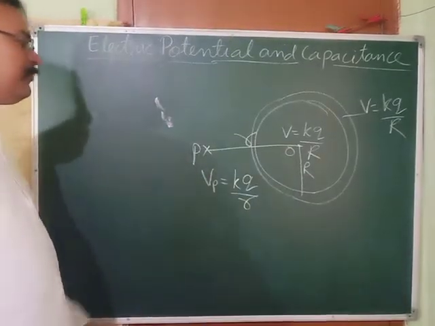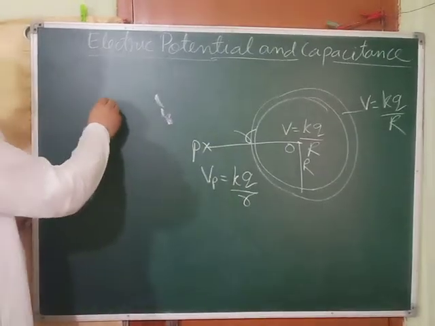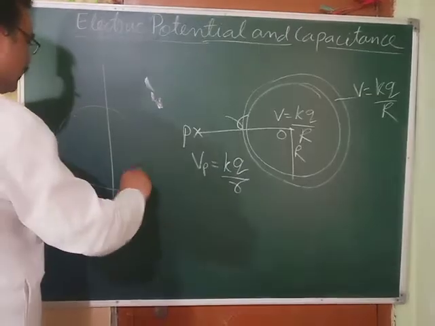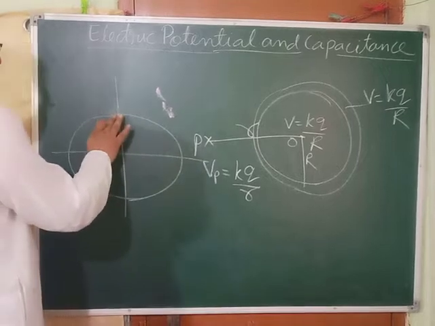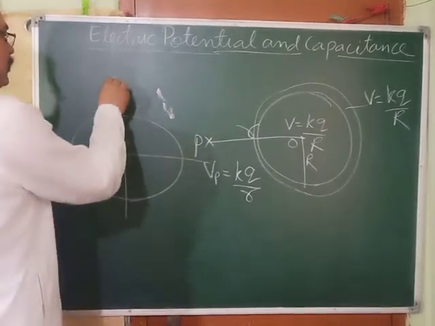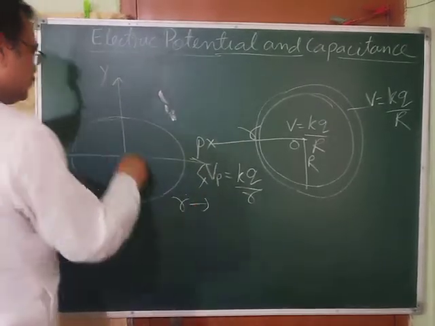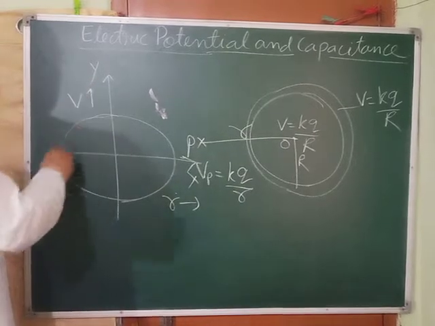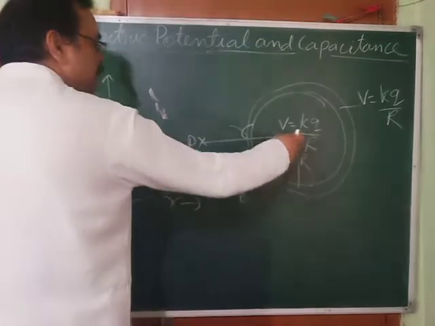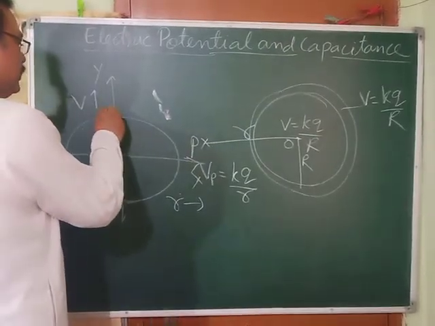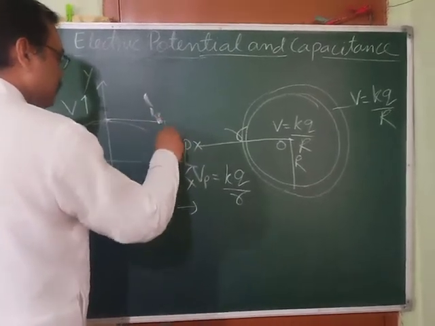Now, if we want to draw the graph for this potential with respect to distance, this is our y-axis and this is our x-axis. This is our sphere. It doesn't seem to be like a sphere, but suppose it's a sphere. We have taken r along the x-axis, and potential along the y-axis. Now, what will happen? The potential inside is, suppose here the value is kq by R. So it is constant till we reach the surface.